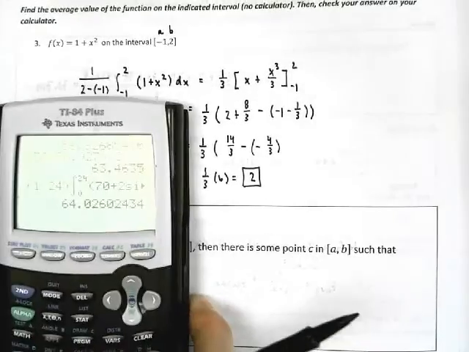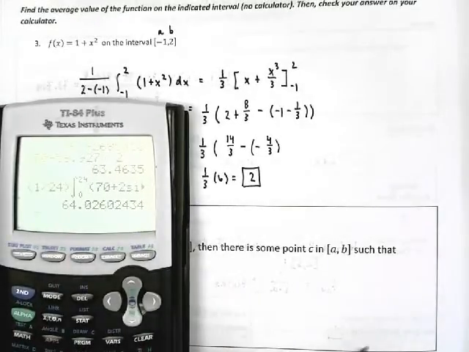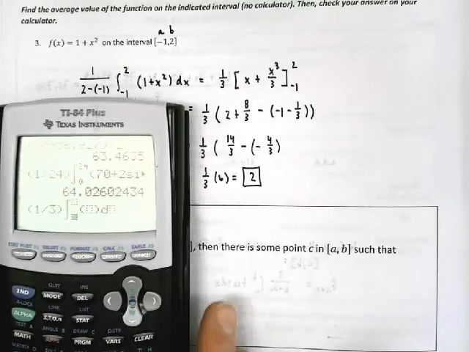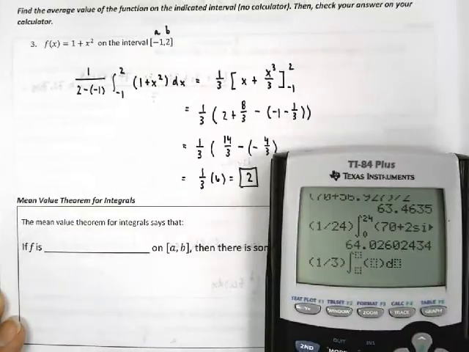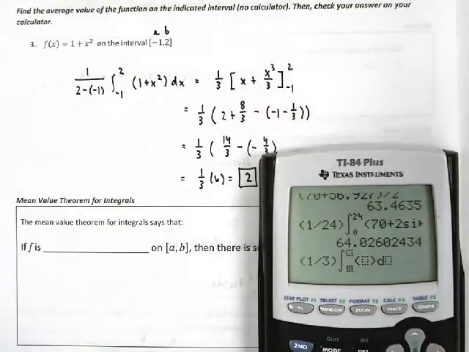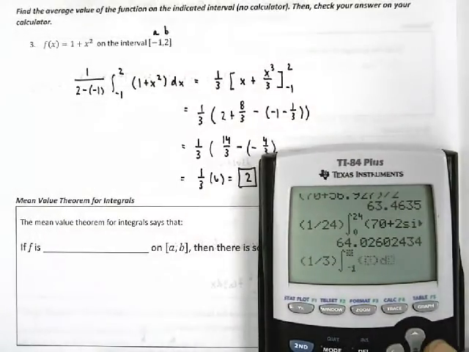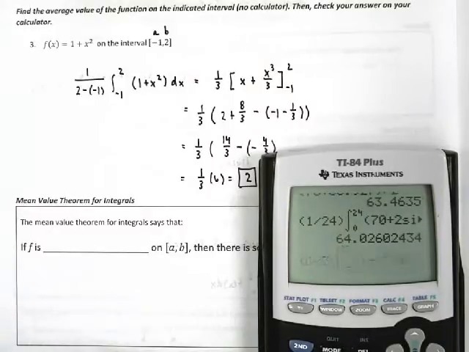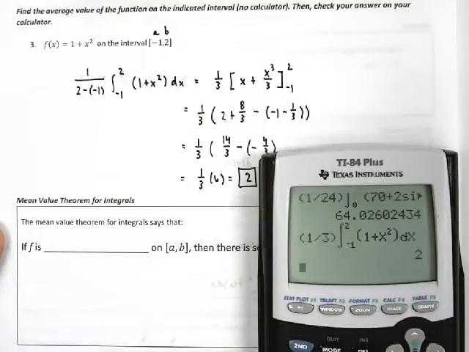So we'll go ahead and use our calculator to check. So I have 1 divided by 3 times math 9 to get my integral. Let me see if I can move this where you can actually see the screen. There we go. From negative 1 to 2 of 1 plus x squared dx, and we get an average value of 2, so it checks out.